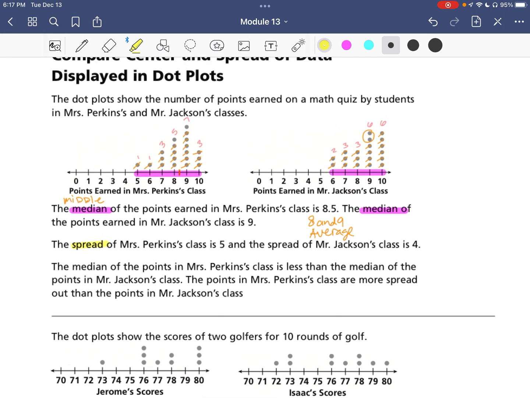So what they're saying here is the median of the points. We're comparing that middle number between the 2 different classes. And then the points in Mrs. Perkins' class are more spread out than the points in Mr. Jackson's class. So just comparing 5 and 4 and 8.5 and 9.